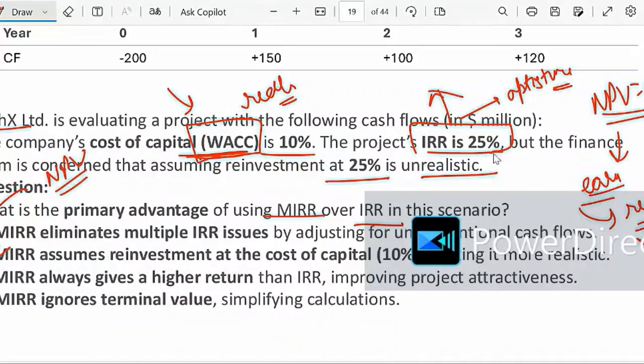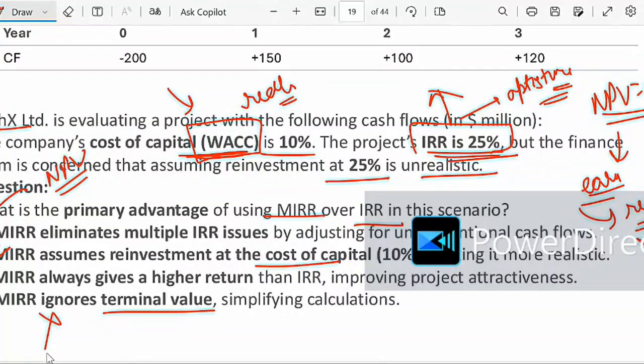See, IRR reinvesting at 25% looks optimistic, but it's not realistic. So MIRR says reinvest at the cost of capital, which is 10%, right? We should reinvest at the cost of capital. That is what makes it more realistic. Option C, MIRR always gives a higher return. No, this is wrong. And MIRR ignores terminal value. No, this is also wrong, because it takes terminal value into consideration, right?